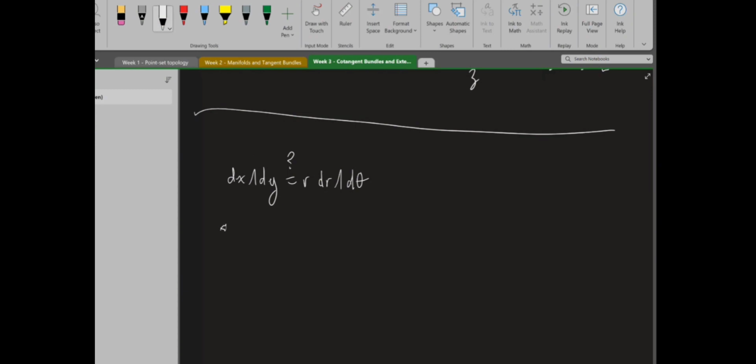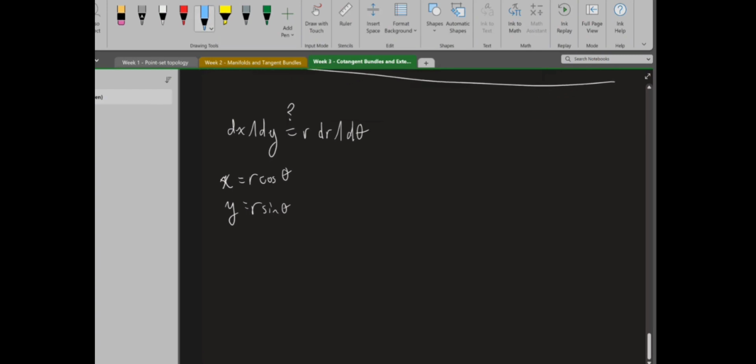So how do I actually show this? Well, firstly we know x is equal to r cosine theta, y is equal to r sine theta. Let's switch colors. Green's fine. And so we can rewrite this now. dx wedge dy equals d(r cosine theta) wedge d(r sine theta). This is equal to, differentiating with respect to r, cosine theta dr, differentiating with respect to theta, minus r sine theta d theta. Now wedge that with the same deal here: sine theta dr plus r cosine theta d theta.